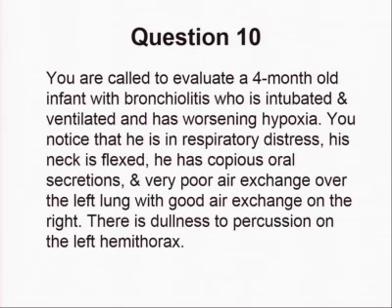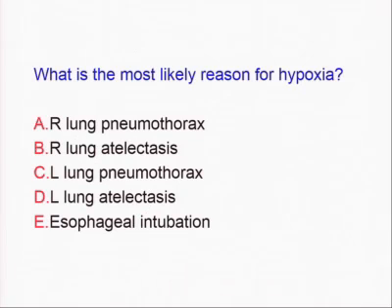All right, you're called to evaluate a 4-month-old infant with bronchiolitis who's intubated and ventilated and has worsening hypoxia. You notice that he's in respiratory distress, his neck is flexed, he has copious oral secretions, and very poor air exchange of the left lung with good air exchange on the right. There is dullness to percussion on the left hemithorax. What is the most likely reason for hypoxia? Right lung pneumothorax, right lung atelectasis, left lung pneumothorax, left lung atelectasis, or esophageal intubation.